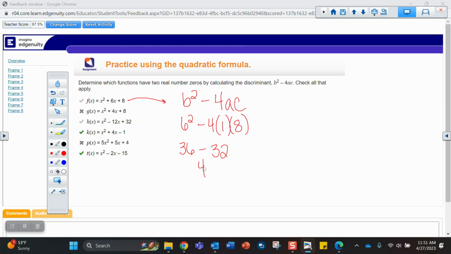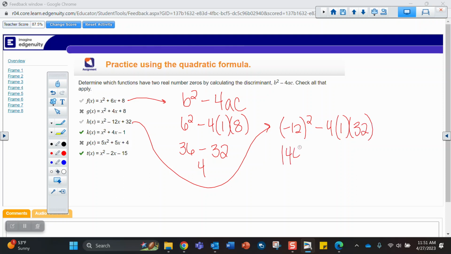And then also this one here, b is negative 12. So we're going to square that, minus 4 times a times c. That's 144. I don't know what that is. 128, 32 times 4. Yeah. So you're still going to get a positive number here. You get 16. So with discriminants, 2 real zeros means the discriminant is going to be positive or greater than 0. Then you didn't check any of the ones where it doesn't work.